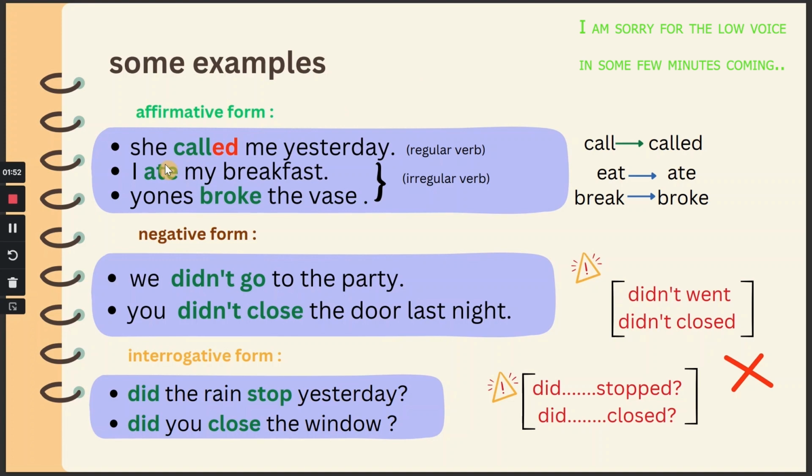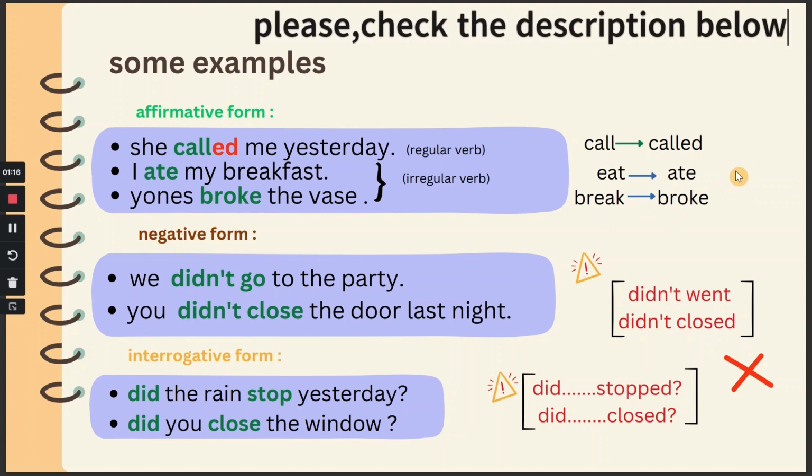For the affirmative form, we have: she called me yesterday, and the verb call is a regular verb. So for regular verbs, we only add ed to the infinitive form. For irregular verbs, for example the verb eat or break, we have: I ate my breakfast, or Eunice broke the vase. Since they are irregular verbs, the entire base form of the verb gets changed. Okay, and I will leave a list of irregular verbs for you guys to check.